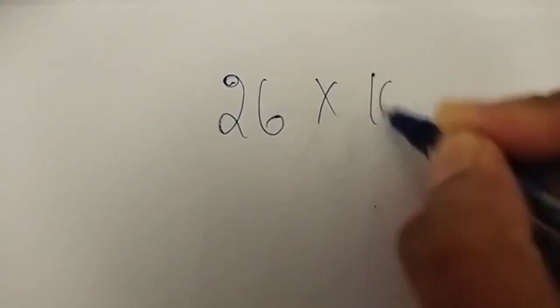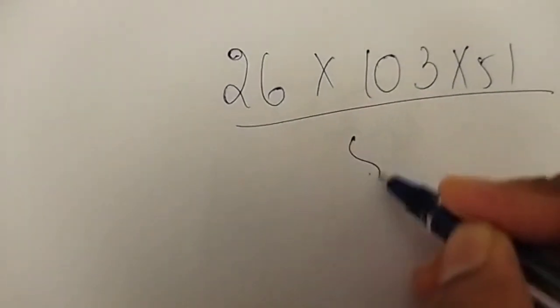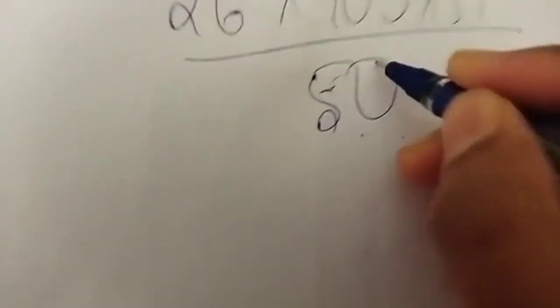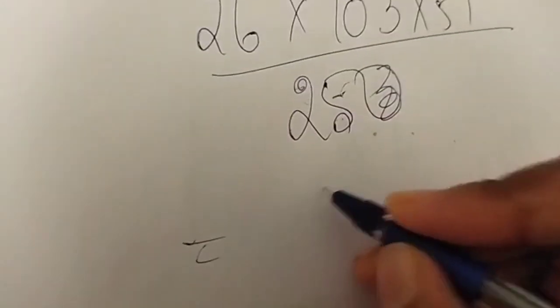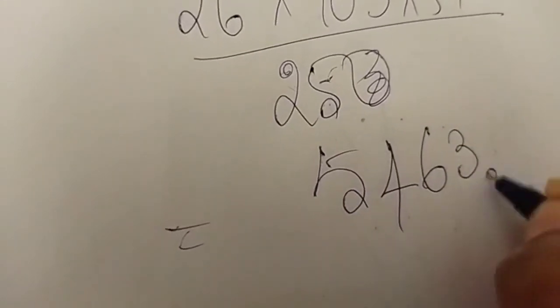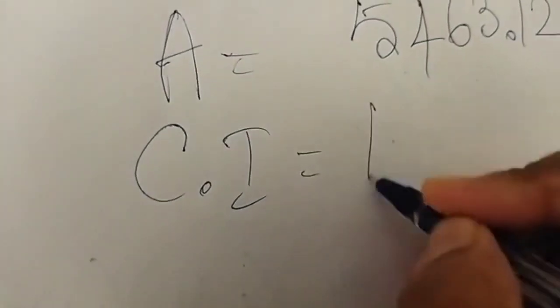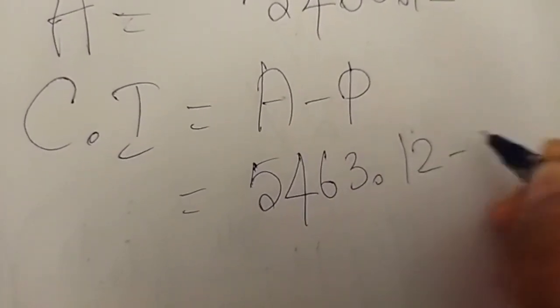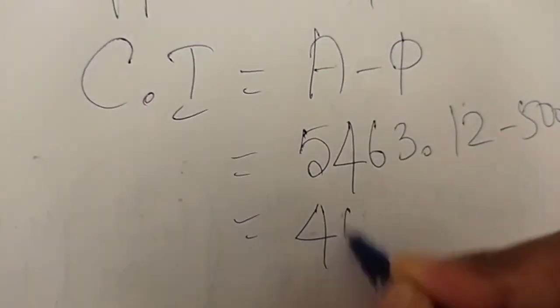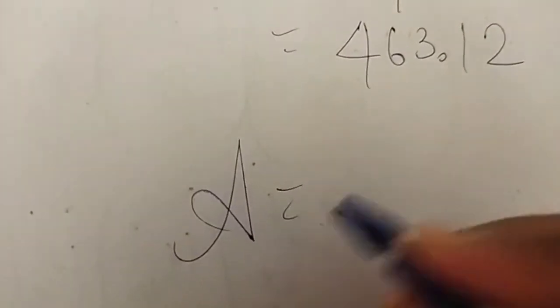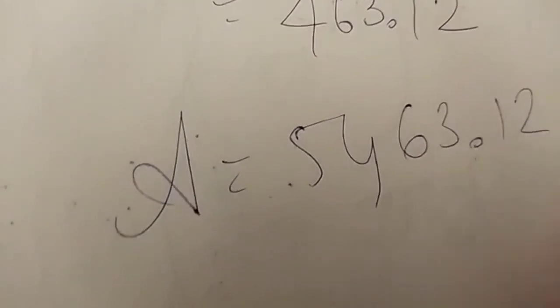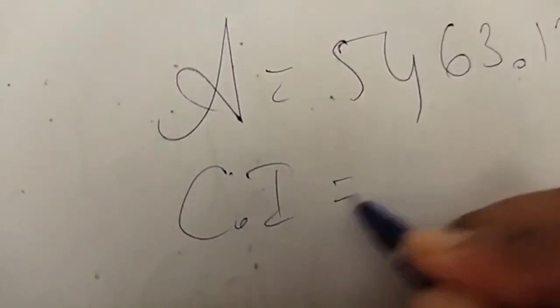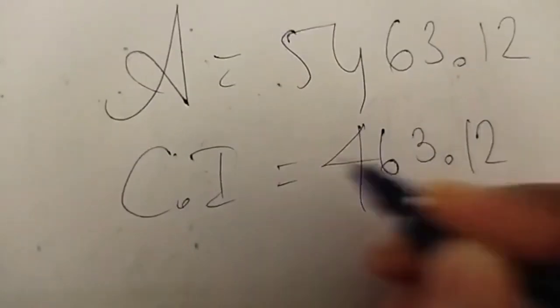26 into 103 into 51 divided by 50 divided by 25. So multiplying and dividing we get 5463.12. So amount is equal to 5463.12. CI is equal to amount minus principal. So 5463.12 minus 5,000, we get 463.12. So amount is equal to 5463.12 and CI, compound interest, is equal to 463.12 rupees. Okay, let's go to next sum.